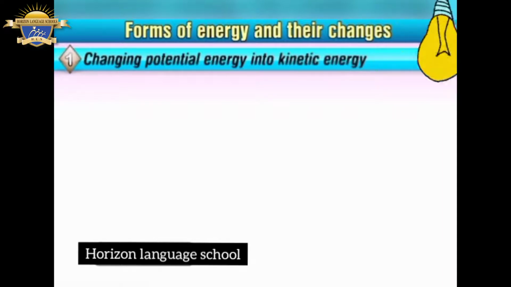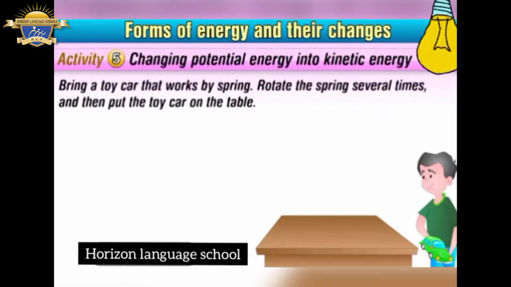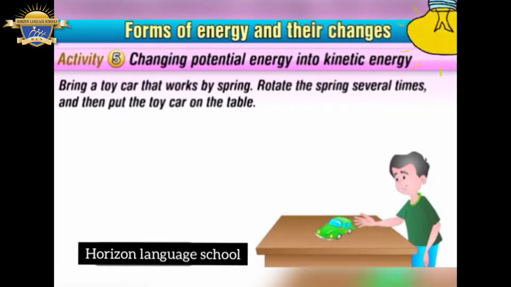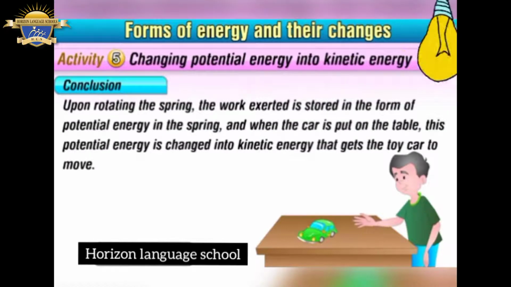Okay, so let's do an activity to know the meaning of changing potential energy into kinetic energy. First, bring a toy car that works by spring. Rotate the spring several times and then put the toy car on the table. What do you observe? You see the car moving. After rotating the spring several times and putting the toy car on the table, it moves.